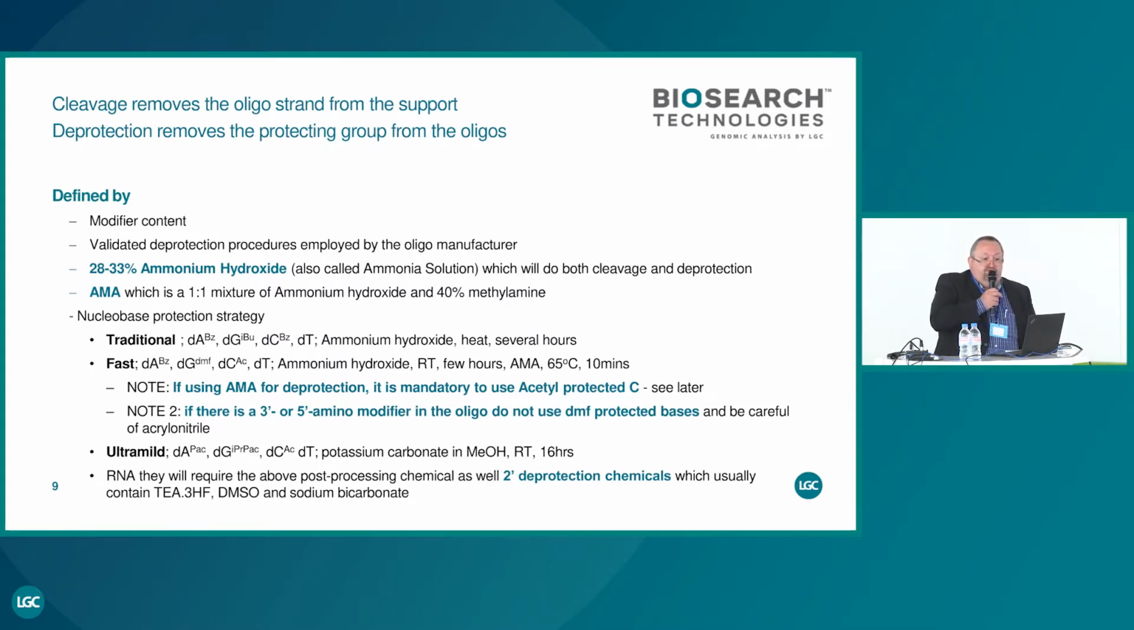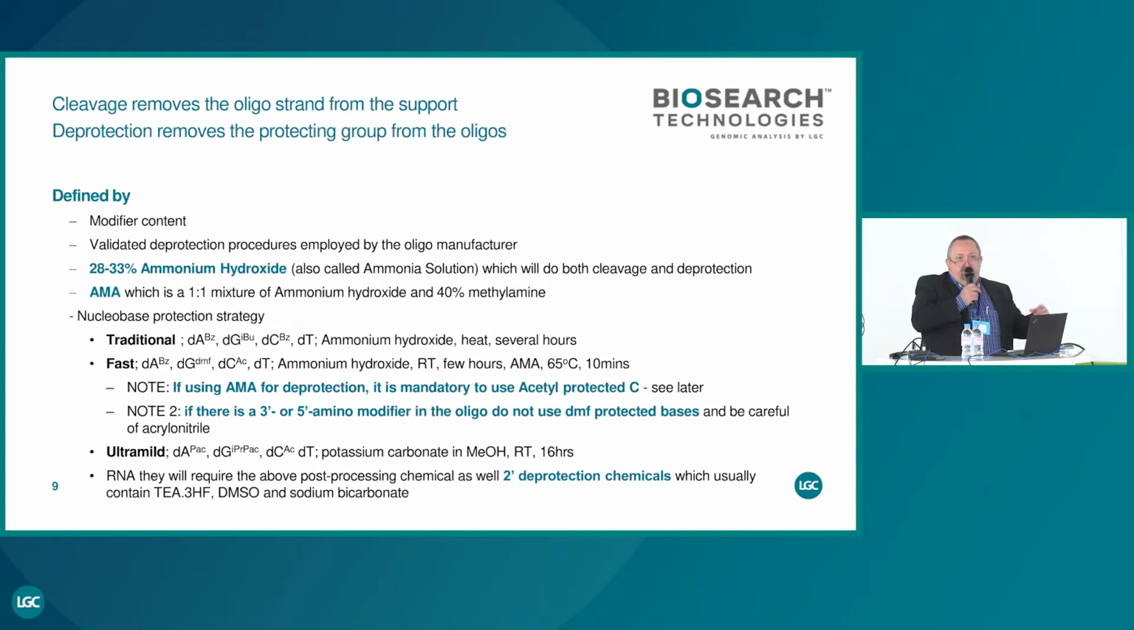After, you can also use the fast one: the Bz for the A, dmf, and the Ac. It could be a few hours at room temperature with the hydroxide, or a few minutes with AMA. I will speak later of some secondary reaction which may happen with the AMA. We speak about transamidation. That's why we have to use the acetyl protected C.